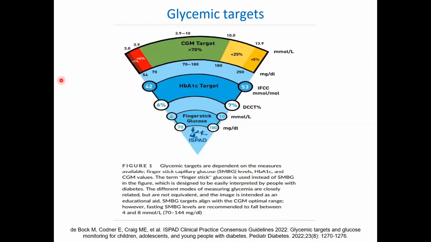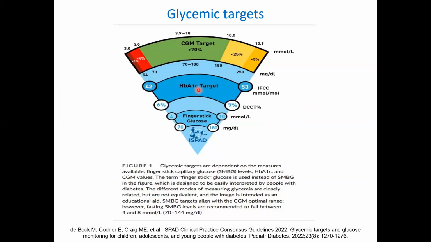Okay, so these are the recommended glycemic targets, and I would like us to focus on 2 areas. These are the finger stick glucose measurements. This is what most of our patients measure using the glucose strips and glucometers. So the recommended glycemic targets are 4 to 10 millimoles per liter with a fasting target of 4 to 8. So this is for children based on the current ISPAD guidelines.